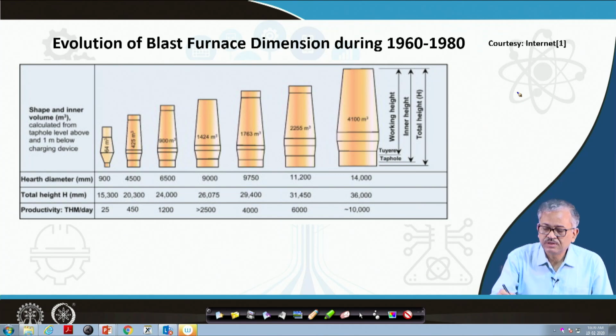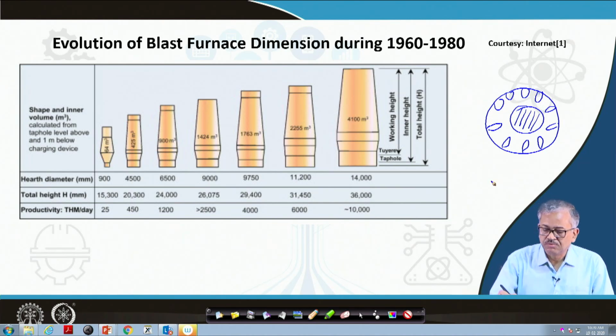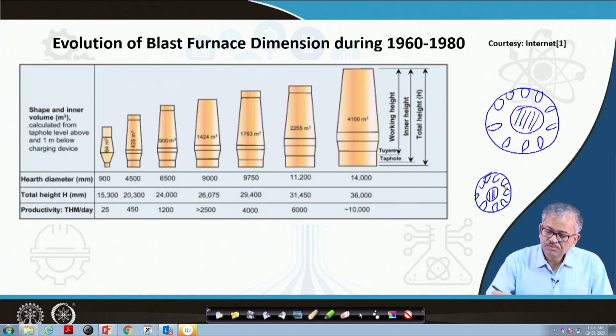So if I just draw it, that is the lateral increase, one problem is there. Suppose this is the raceway, and you have the dead man coke here. This is for a bigger one. For a smaller one also, if you see, you have a raceway, and this is the dead man coke. So you can see there is an increase in the dead man coke area.